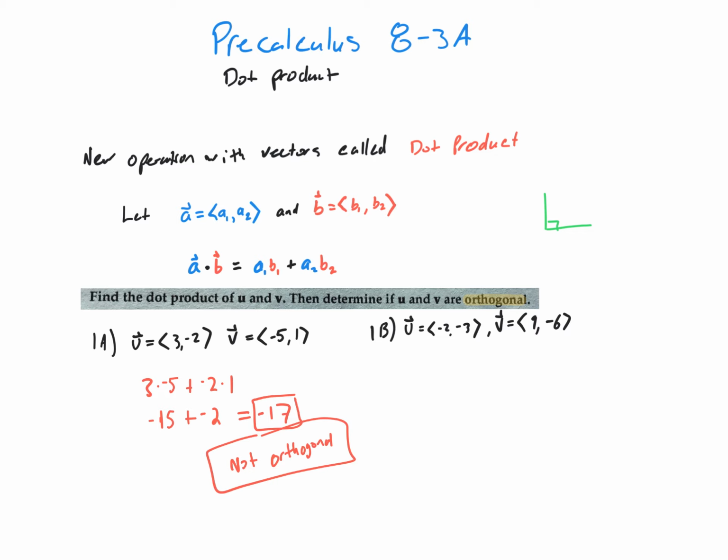Let's try this next one here. Again, we're going to say negative 2 times 9, plus the negative 3 times negative 6. So negative 2 times 9 gives me negative 18, and the other gives me positive 18. When you add those together, that gives me 0. So the dot product is 0, which means that it is orthogonal.